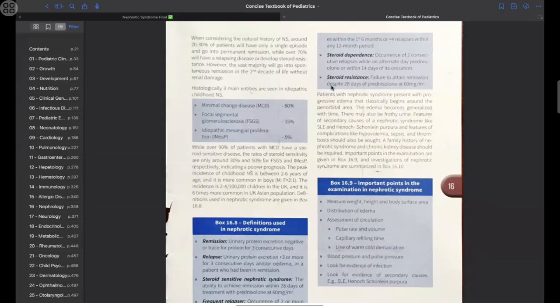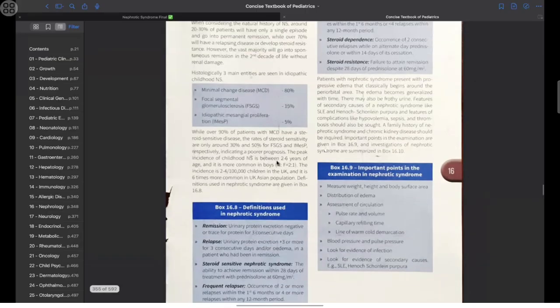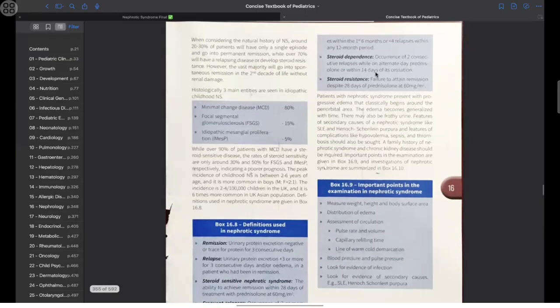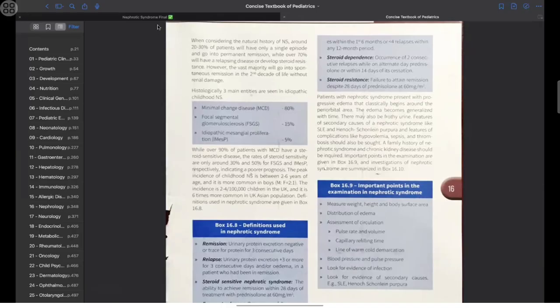Then failure to achieve remission despite 28 days of prednisolone at 60 milligram is your steroid resistance. That means the patient is taking it every day for the first 28 days and never develops remission, then we call that steroid resistance. But steroid dependence is when he has completed that 28 days, but after that he gets 2 relapses while taking the alternate day prednisolone, or within 14 days of cessation. So these are the definitions which you need to memorize. These definitions you need to know when you go for your case.